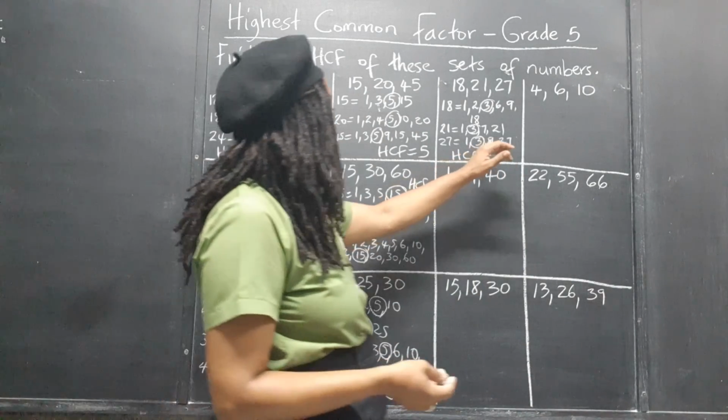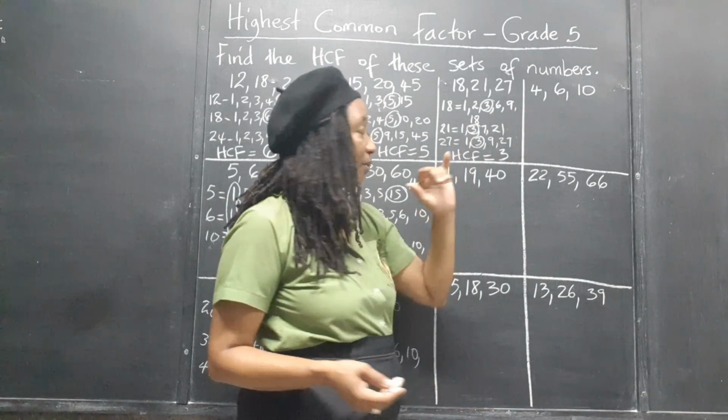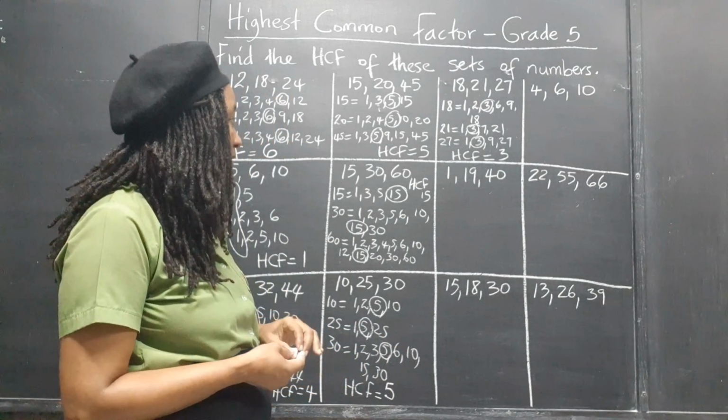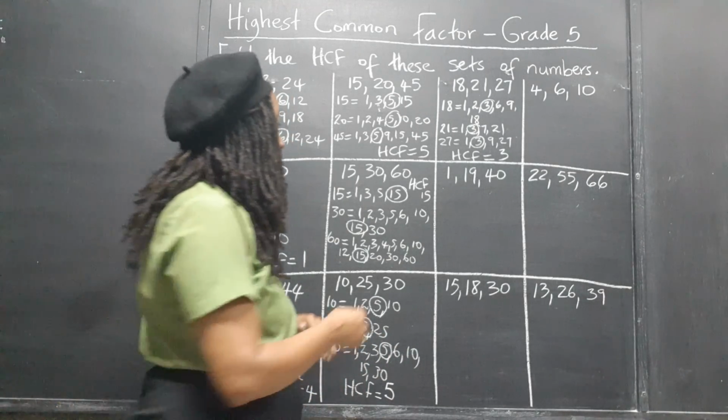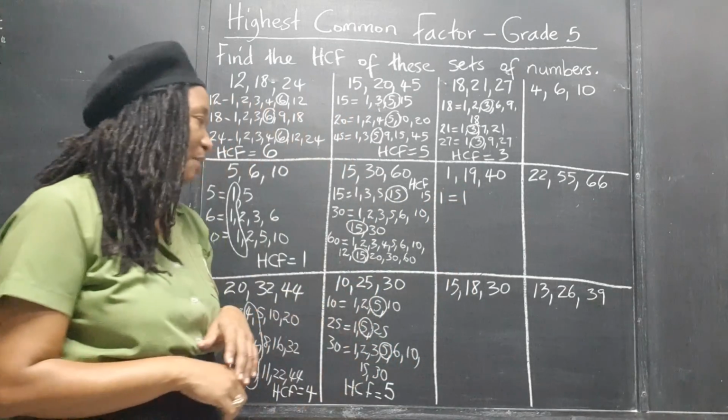9 is common to the 18 and the 27, but it's not common to the 21. See? It's not common to the 21, so we can't put it. Okay, the only factor of 1 is 1. Oh my.